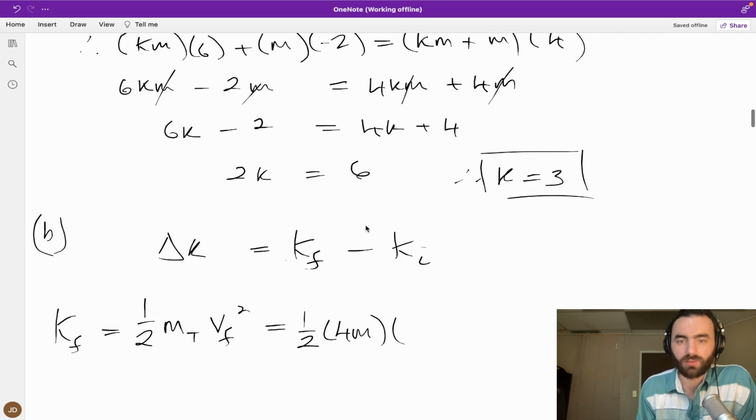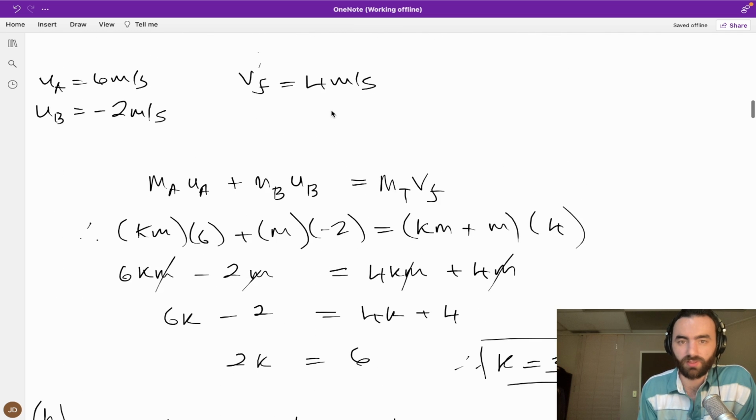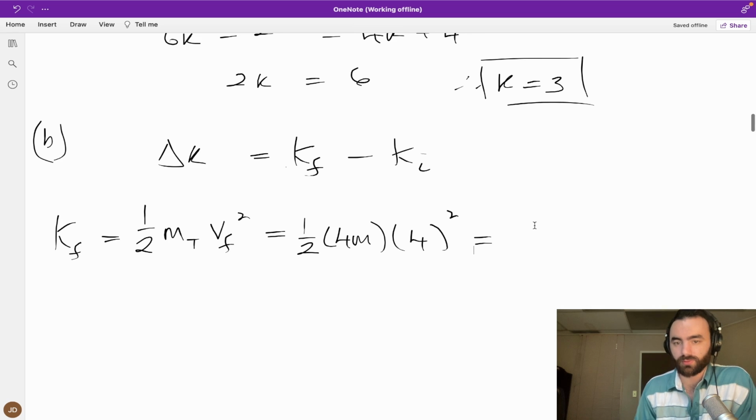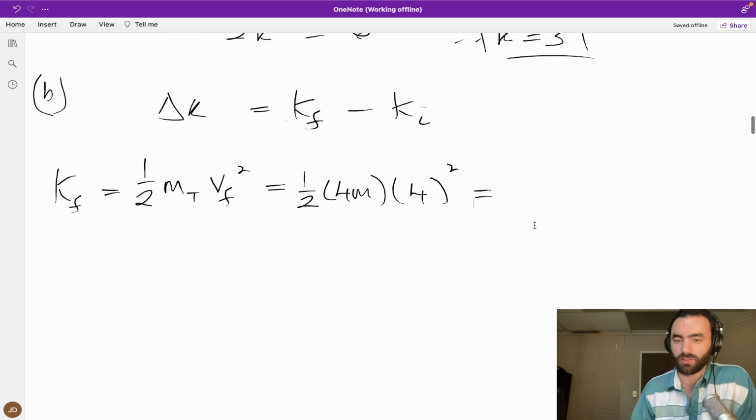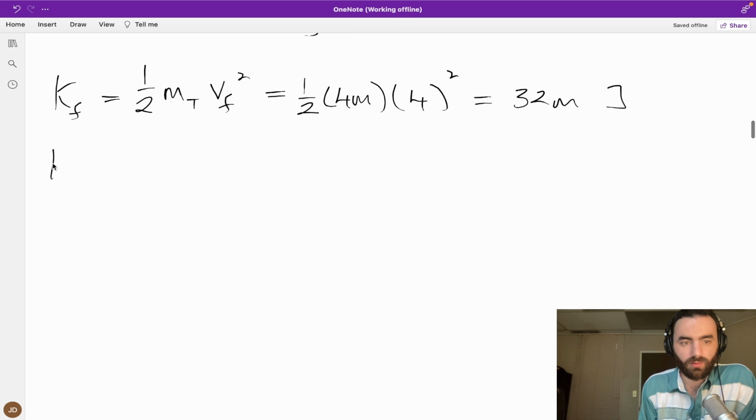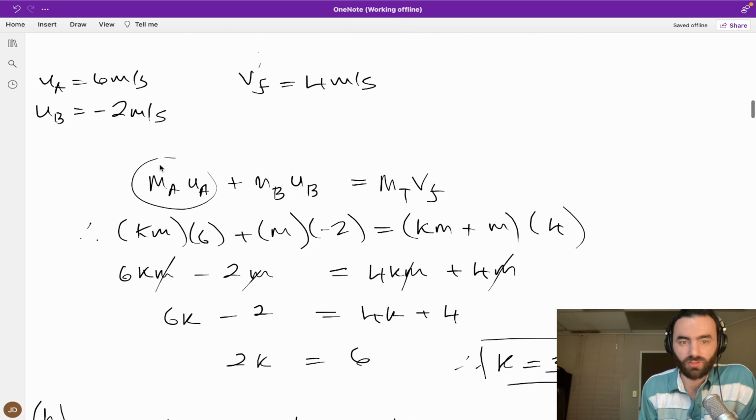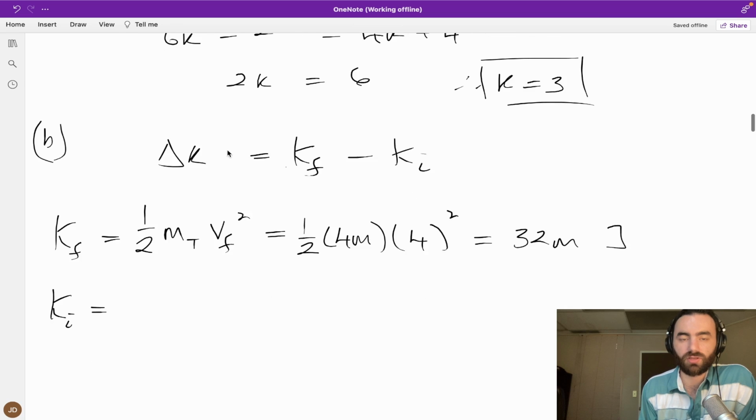4m times V final, which is 4 squared. So that equals 4 squared times 4 divided by 2, which is 32m. This is 32m joules.